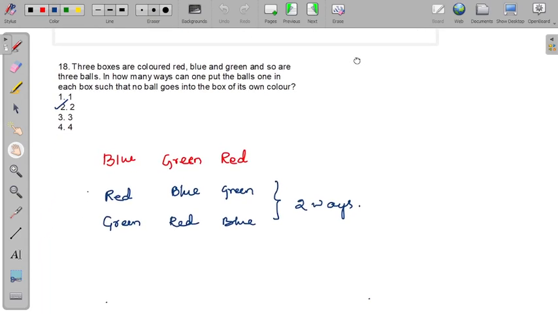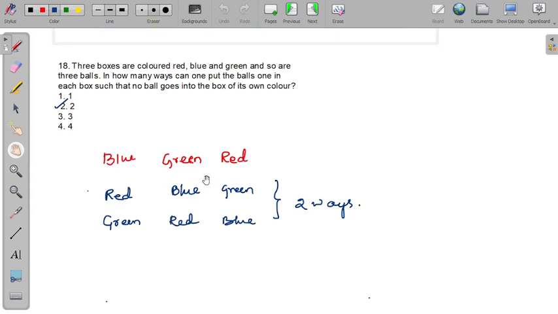Three boxes are colored red, blue and green. So blue, green, red. There are three balls. In how many ways can one put the balls, one in each box, such that no ball goes into the box of its own color?